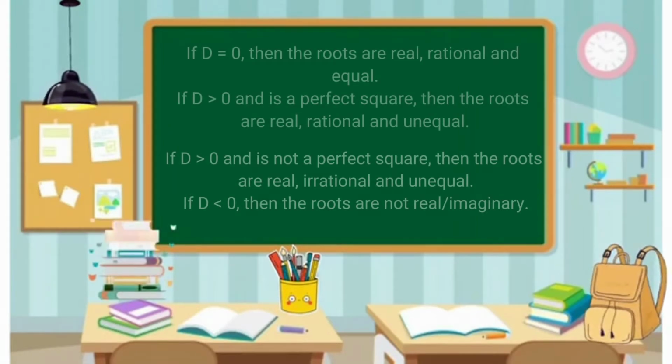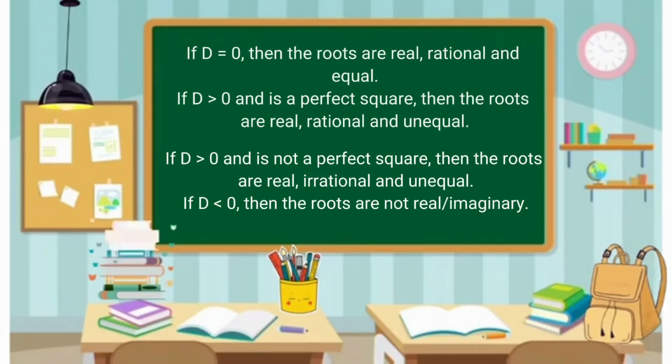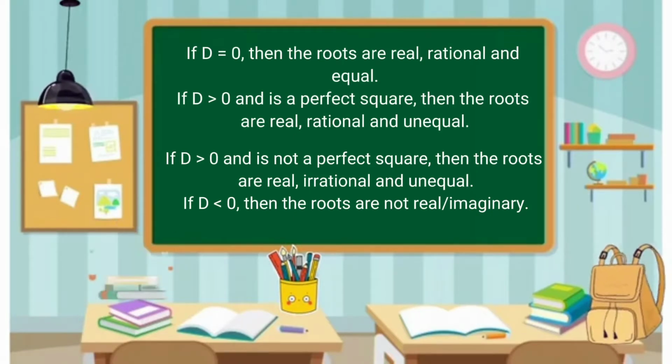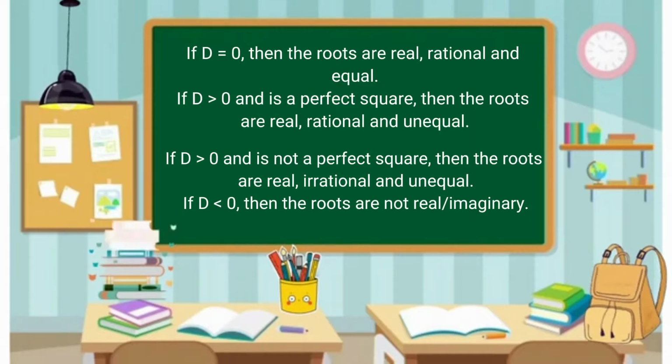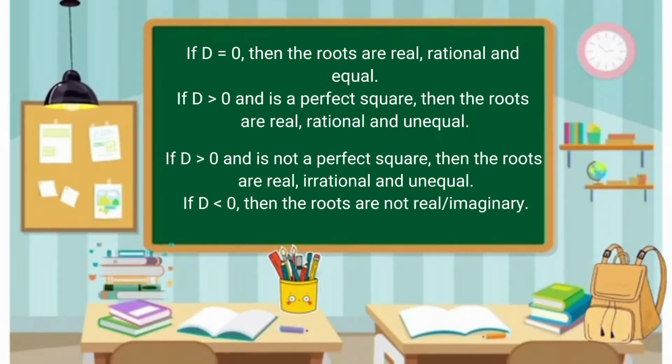D stands for discriminant. If D is equal to 0, then the roots are real, rational, and equal. If D is greater than 0 and is a perfect square, then the roots are real, rational, and unequal. If D is greater than 0 and is not a perfect square, then the roots are real, irrational, and unequal. And if D is less than 0, then the roots are not real, or imaginary.